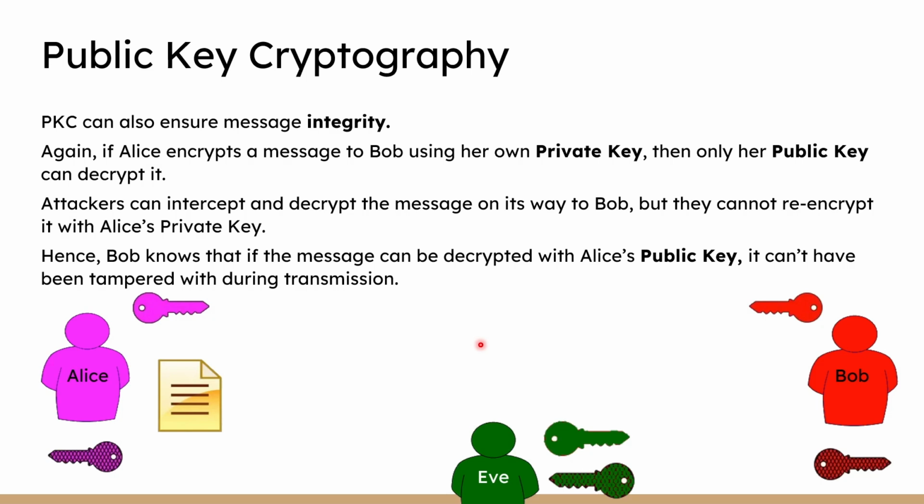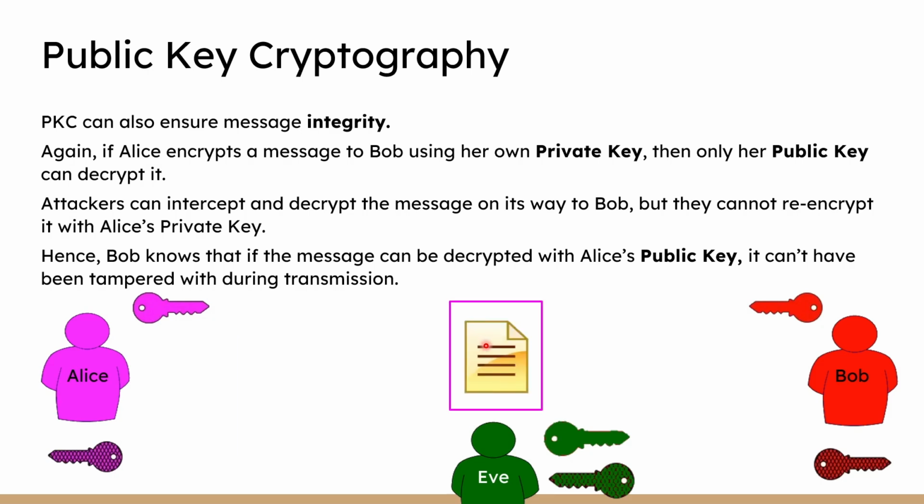So Alice can encrypt the message with her private key and then send it to Bob, but Eve can intercept the message in the middle and decrypt it. So now she can read the message and she can change it. But she can't re-encrypt it with Alice's private key because she doesn't have that. She could encrypt it with her private key, but Bob doesn't know that this message has come from Eve. Bob still assumes that it's come from Alice.